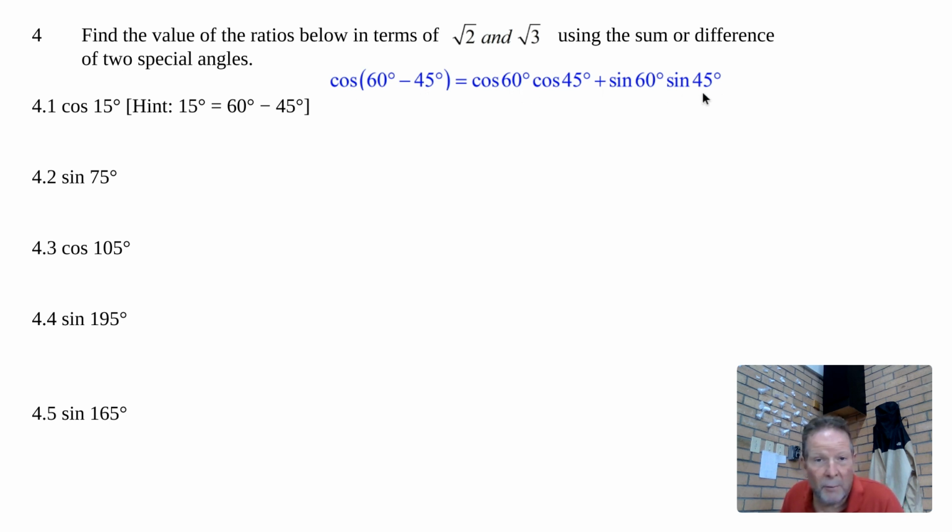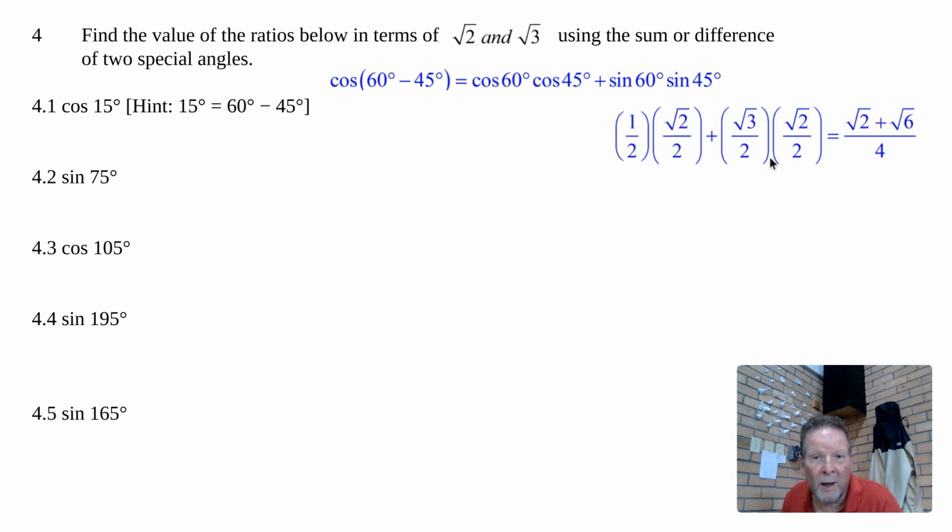You just use that formula and you put it in, and now you can use your special triangles, the cos of 60 and the cos of 45 and the sine of 60. You know what those are. They are 1 over 2 for the cos of 60, 1 over root 2, which is really root 2 over 2 in your calculator. They didn't say without a calculator here.